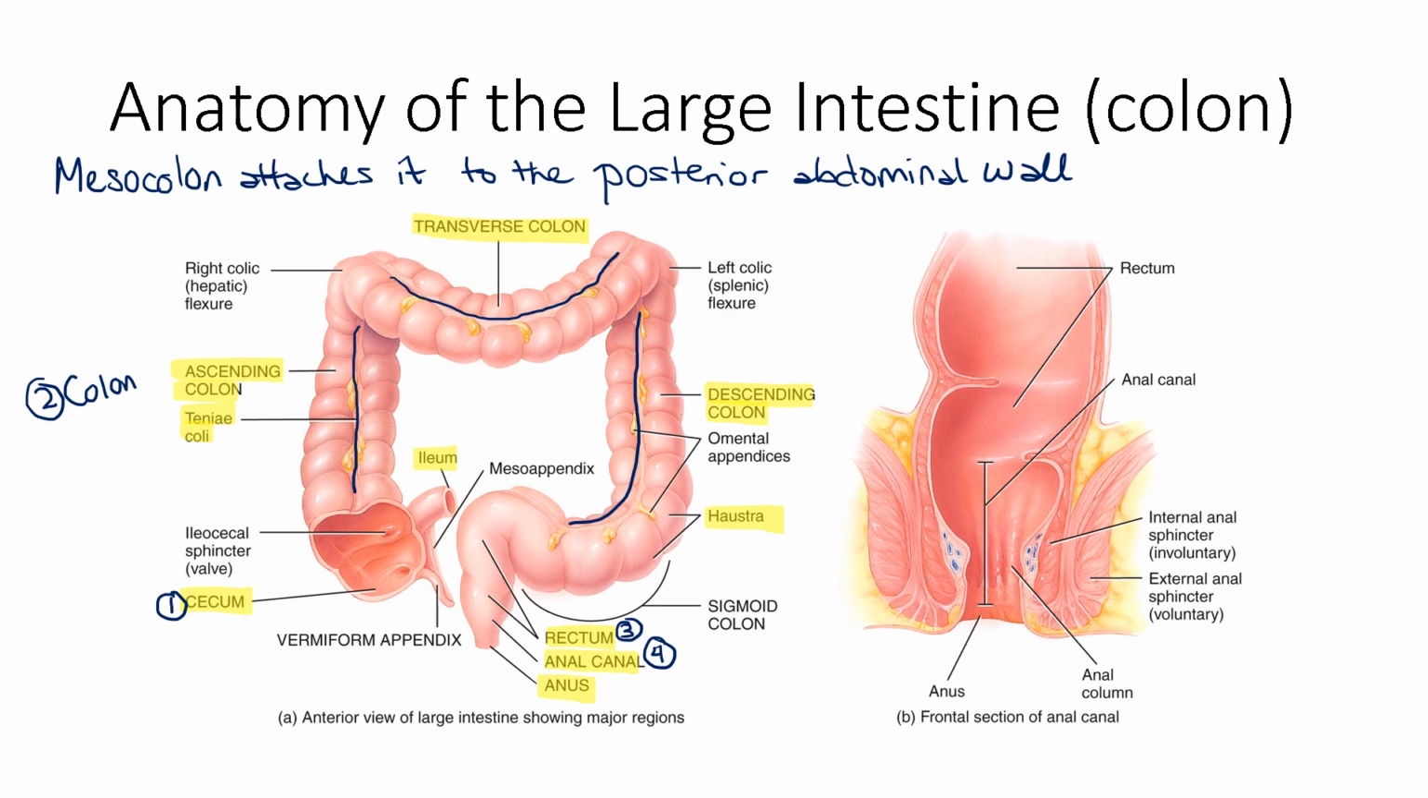Oh, sorry, I also didn't mention there's also this sigmoid colon. It's kind of the fourth section of the colon, though it is a much smaller portion of the colon than the other three, but it is still a segment there.